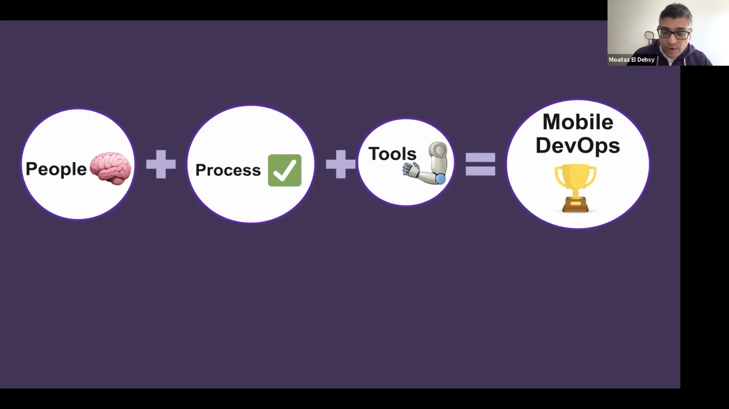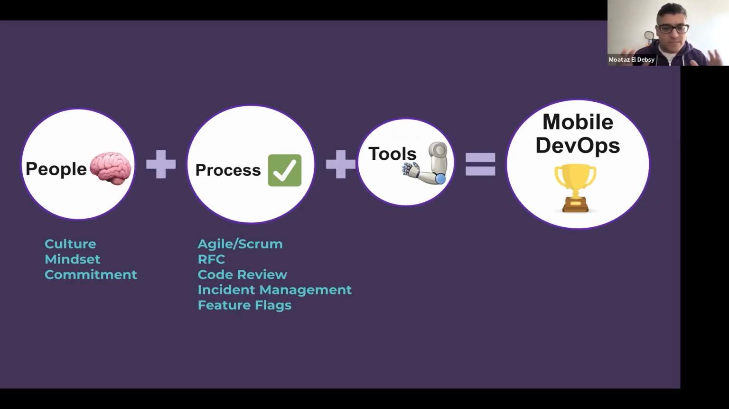So I believe that people is related to culture, mindset, and commitment. As a team or as a company, we need to apply these practices to be able to apply mobile DevOps. The process is about the normal daily process like Agile and Scrum. How can we implement that, what is the process for an RFC or feature request, and the code review process? If we have incidents in our application, how can we manage these incidents? How can we use feature flags for new features?